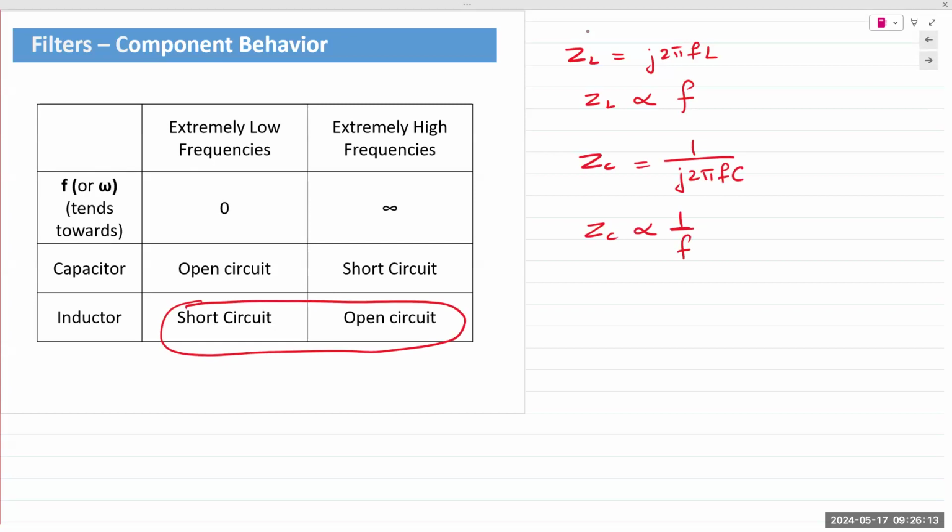Remember, reactance for capacitors and inductors depends on the frequency. The faster the input changes for an inductor, the more it opposes this change, right? When it changes, it opposes that change. So the more it changes, the more it opposes, directly proportional, okay? And so at extremely low frequencies, tending towards zero, we can say an inductor behaves like a short circuit, or SC. I like to say SC and OC.